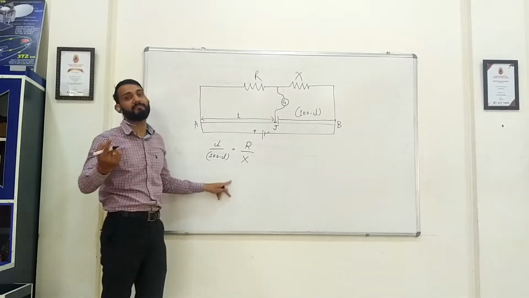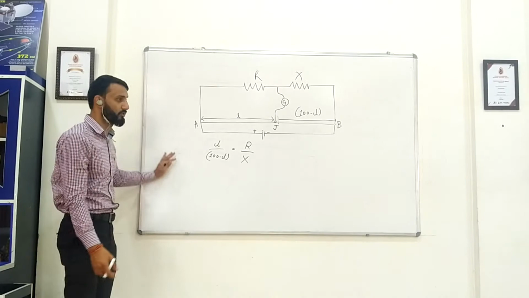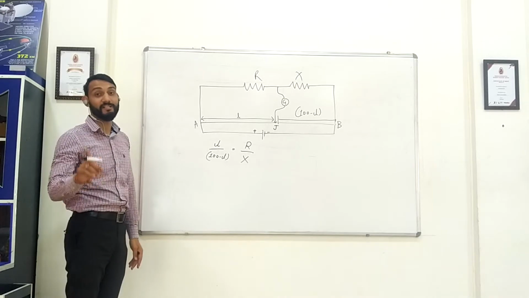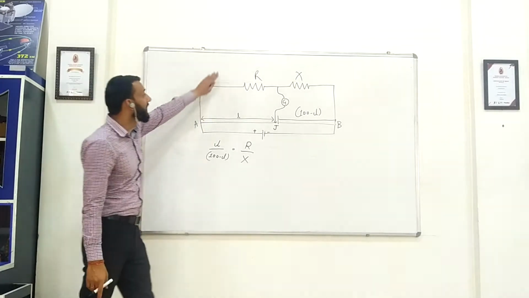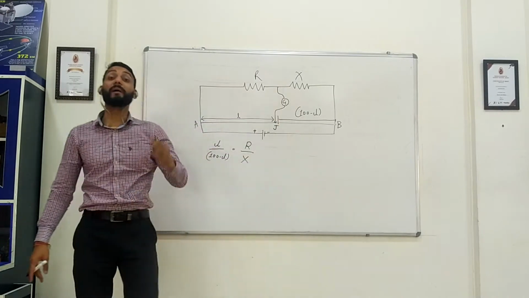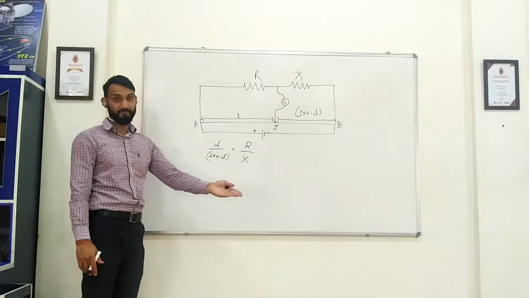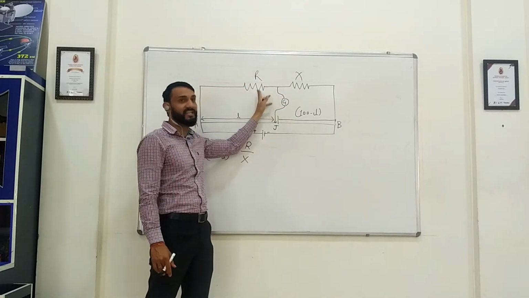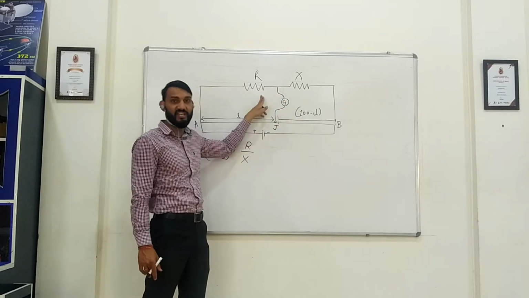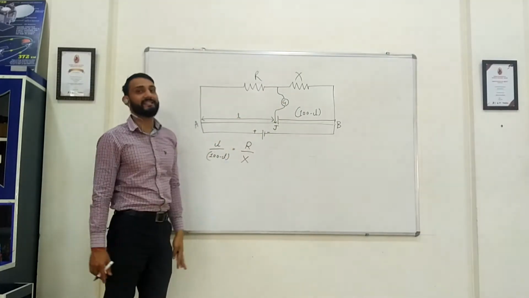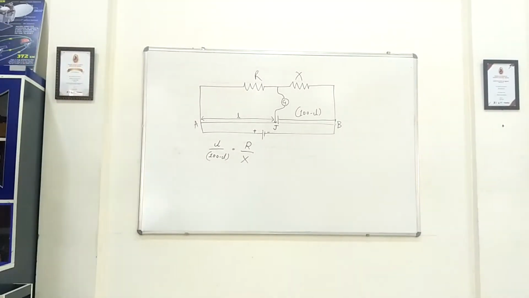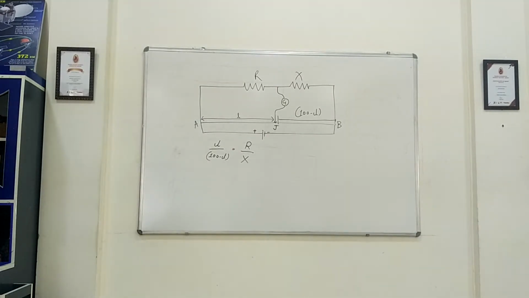Now I will tell you the question, because I cannot write it on the board, it's too lengthy. Please listen carefully. The first part of the question says that if R and X both are doubled, it means it becomes 2R and 2X, and then they are interchanged. Then what will be the balancing length? First they are doubled and then interchanged. So they are asking what will be the balancing length in that case.